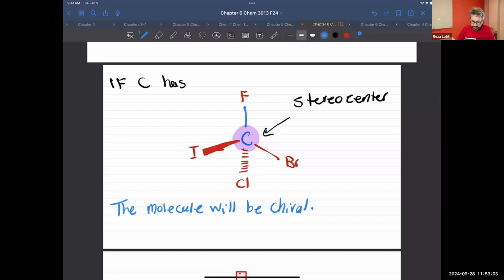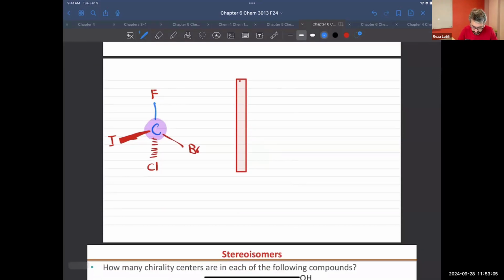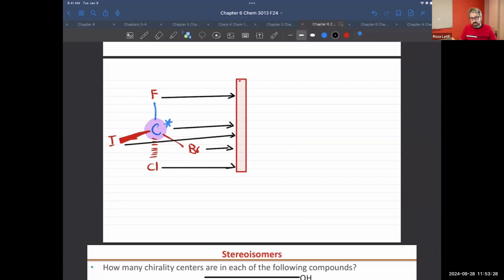Next. So now that we know we have a stereo center, we're going to put a star on it, and that means we have a stereo center, or a chirality center. We're going to put a mirror in front of it, and then we'll measure the distance of those substituents from the mirror, and try to draw the rest. So I have a carbon and this distance is the same distance as that one. So the carbon is here.